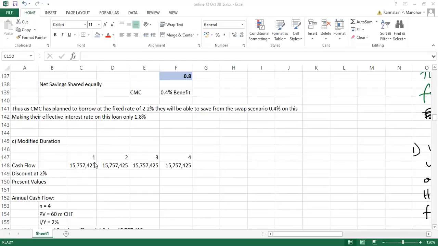So punch in the 15,757,425. Press FV. And then punch the 2%, press IY, and then type yes in the chat box.